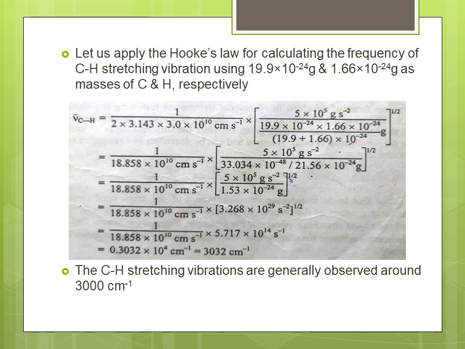So now we will apply the Hooke's law formula: 1 over 2 pi c into the square root of force constant F over ma into mb over ma plus mb. So we simply put all of the values. We know that 2 is a constant, pi is a constant, so the value is 3.143. Then c is the velocity of light, and its value is 3 into 10 raised to 10 centimeter per second. Now for CH, because there is a single bond, the force constant value will be 5 into 10 raised to 5 gram per second square. And then there are the masses which we have calculated above.